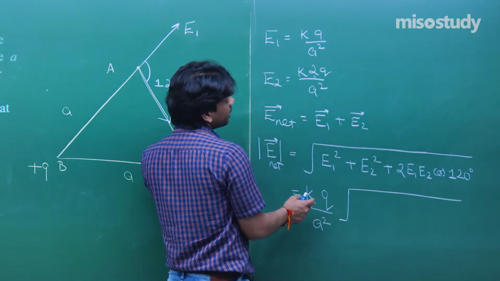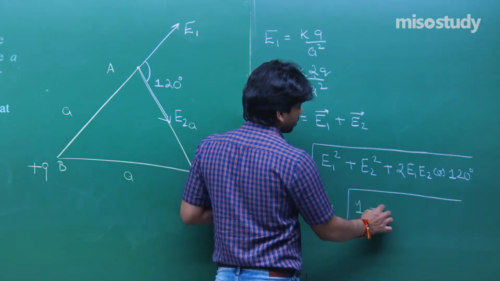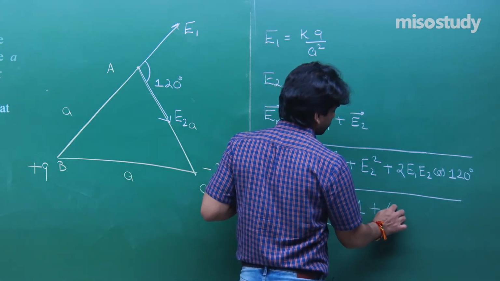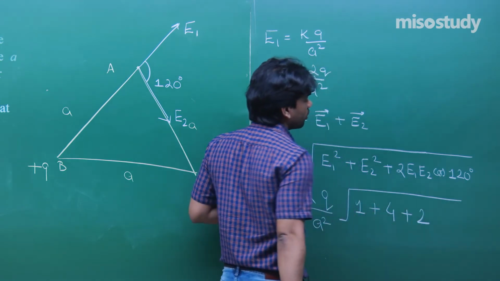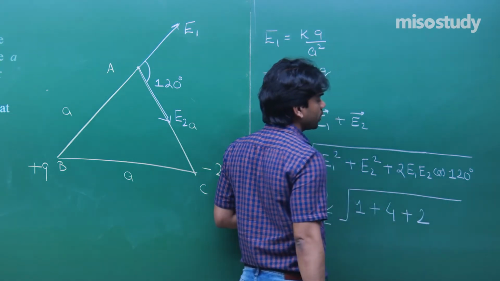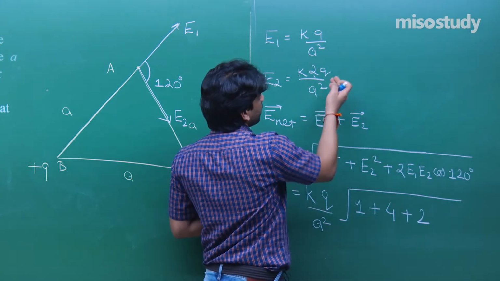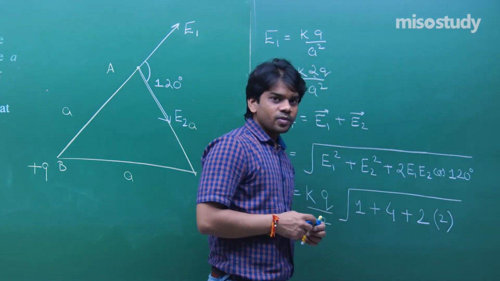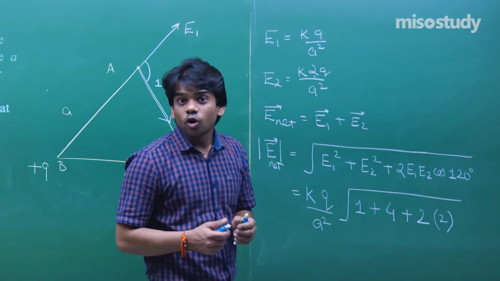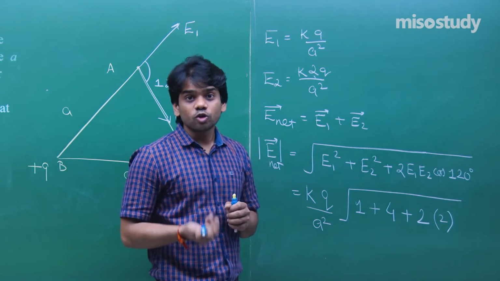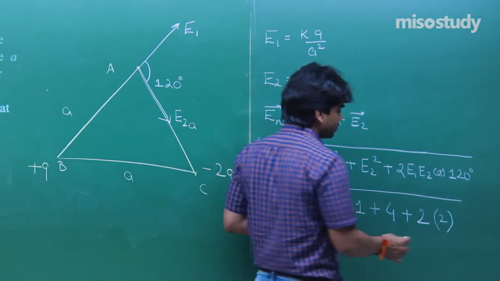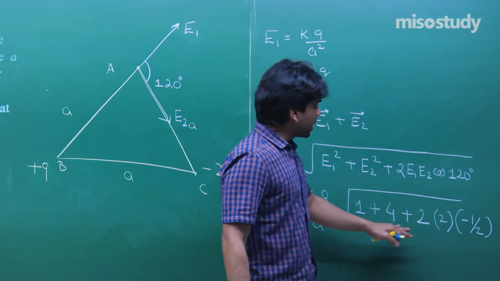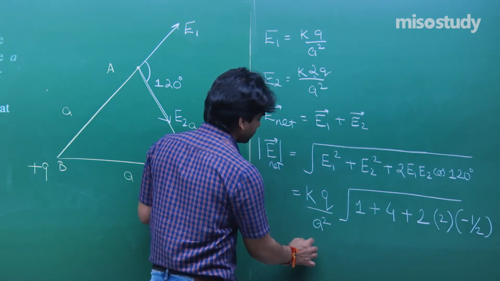Now here you are having kq by a square, so this will be 1, plus, after this, E2 whole square will give you 4, plus twice E1 E2 cos 120. So here you will be getting 1 into 2, so 2, and cos 120. Cos 120 you can write as cos pi minus 60, that will give you minus cos 60, that will come to minus 1 by 2. Evaluate 1 plus 4, 5, and minus 2, so you will be getting root 3.